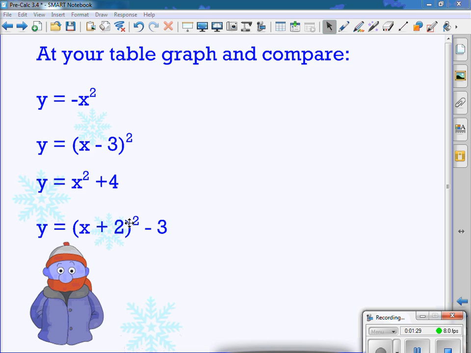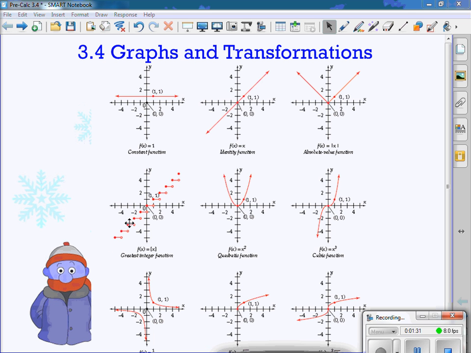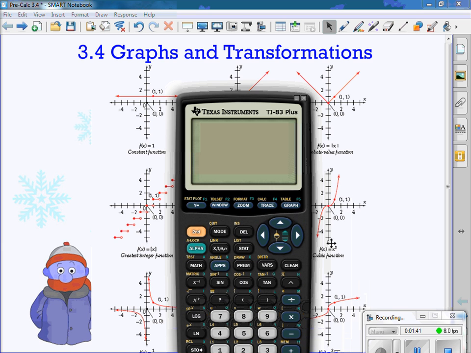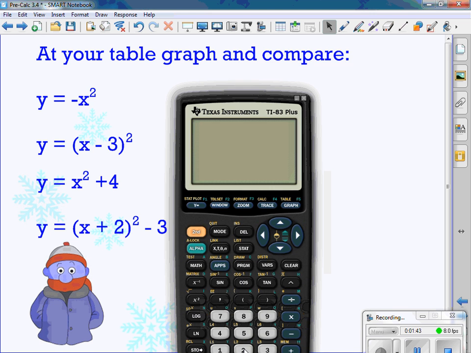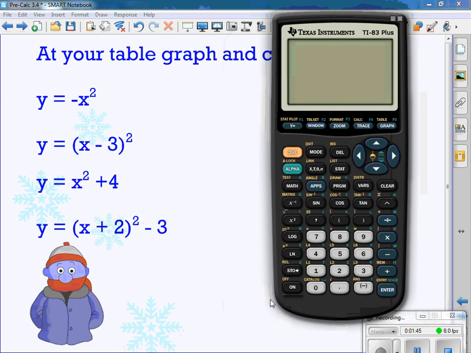Comparing these four at your table, compared to the parent functions listed here. The parent function all of these are matching up with is this one here. So here's my parent function, x squared. There's that one.